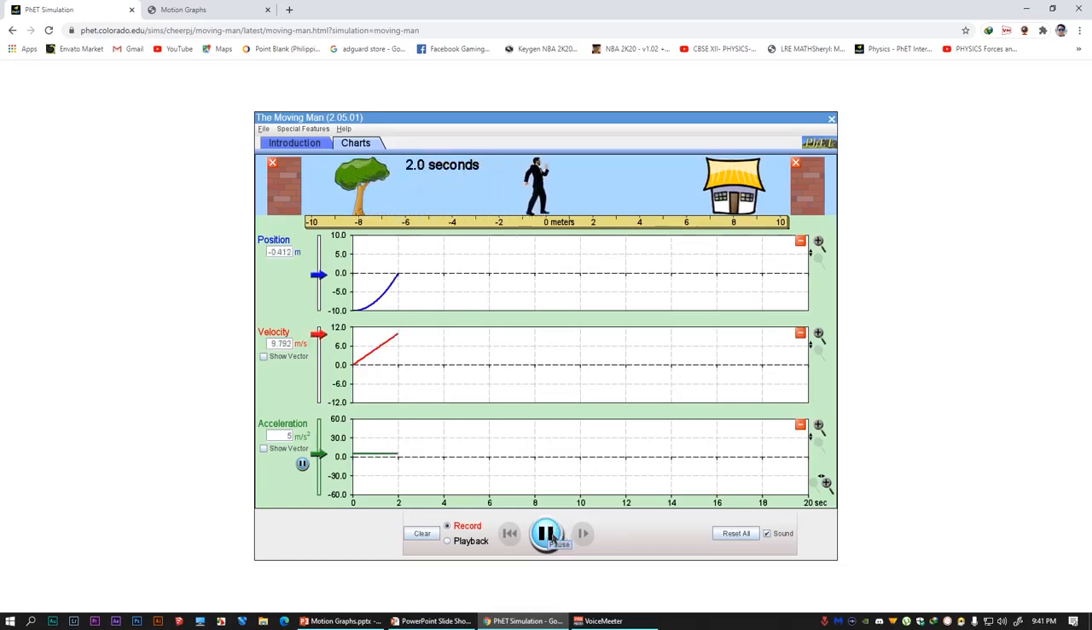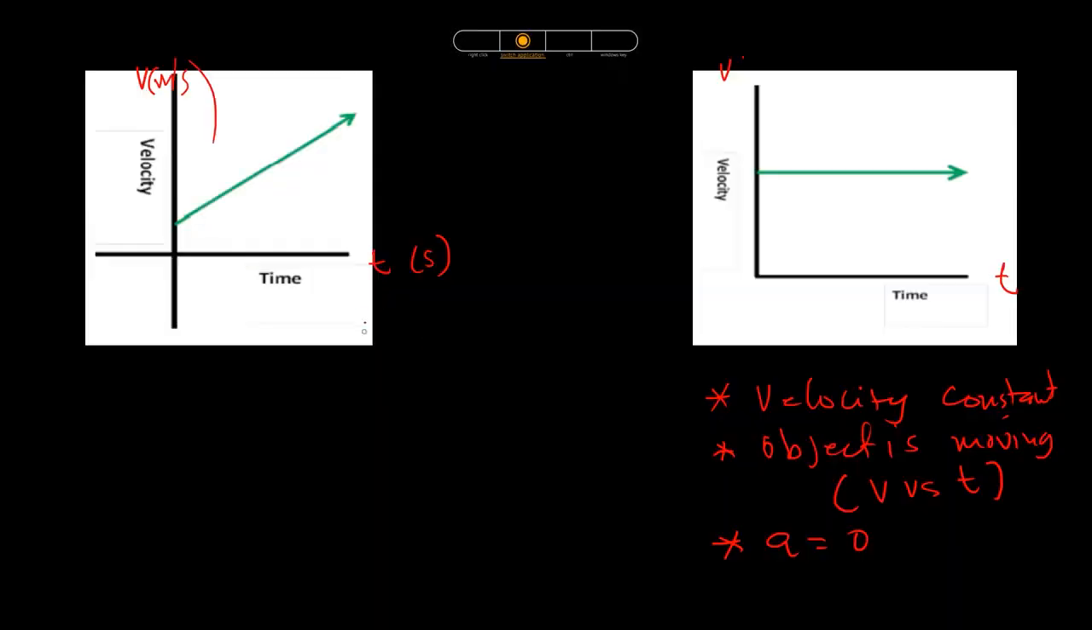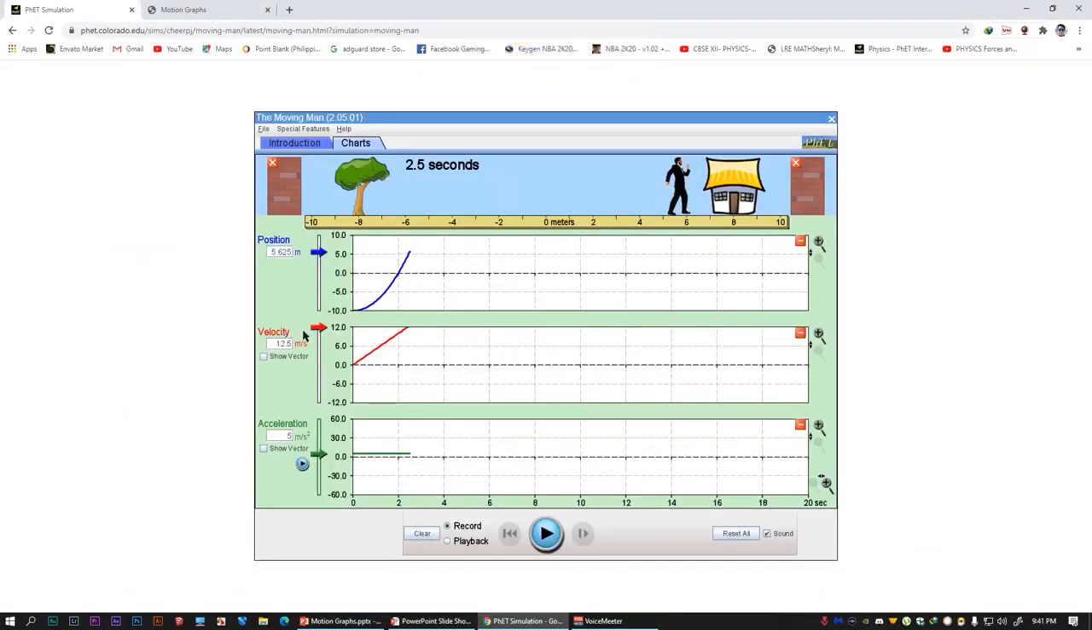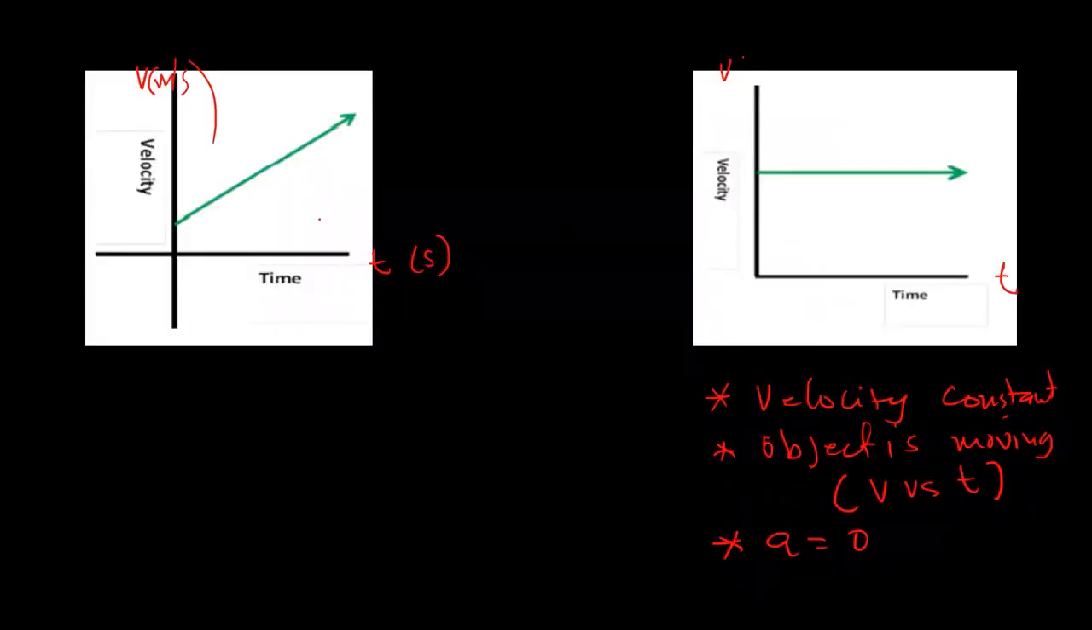So as you can see, the graph here is exactly similar to this graph here. In terms of velocity versus time, this is the graph of the velocity, and as you can see, the velocity is increasing. Okay, try to observe again. 6 meters per second squared this time, and try to observe the value of velocity here. So as you can see, the velocity is increasing rapidly. That means this is exactly what is happening here.